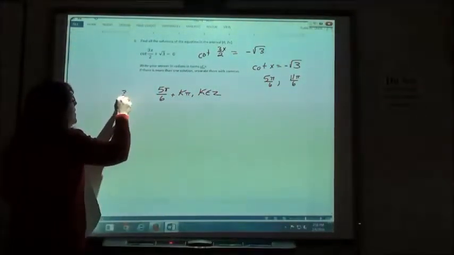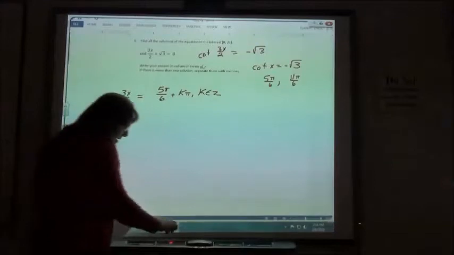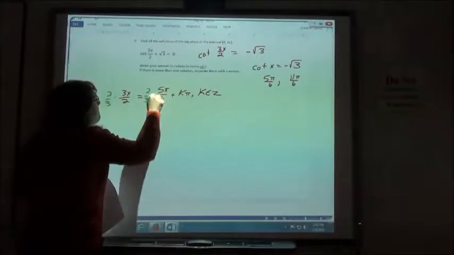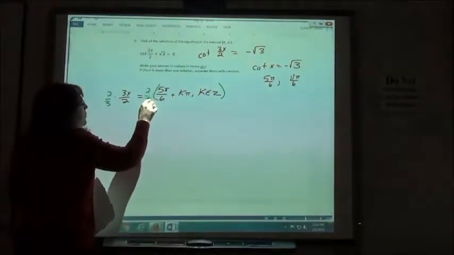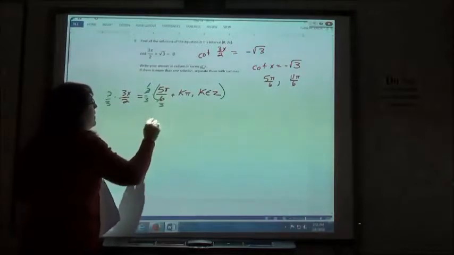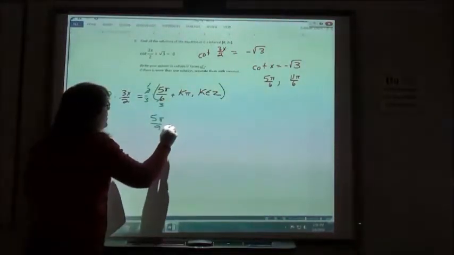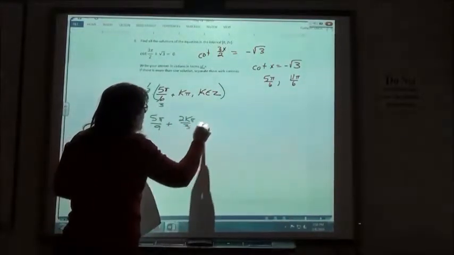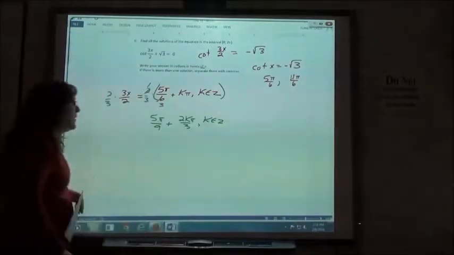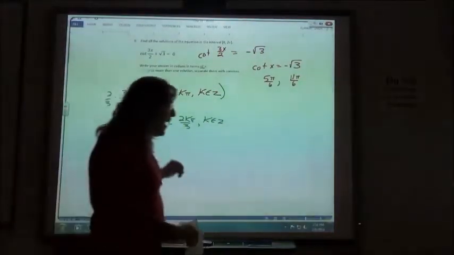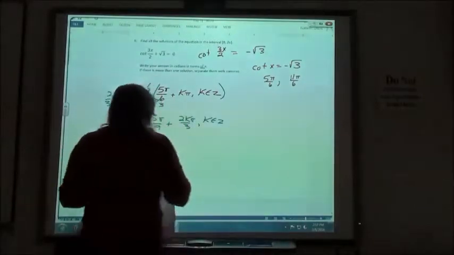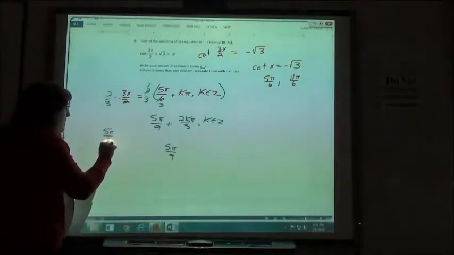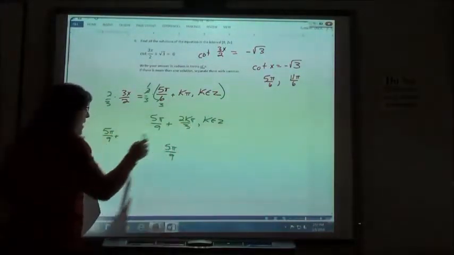That's going to equal my 3x over 2. And so if I'm going to solve that, I'm going to multiply by 2/3. So, reducing 1 and 3 gives me 5 pi over 9, plus I still have to take the 2/3 there, so 2k pi over 3, with of course k being an element of z. So, if k is 0, I'm going to have 5 pi over 9. So I have 5 pi over 9. I'm going to add 2/3 pi.